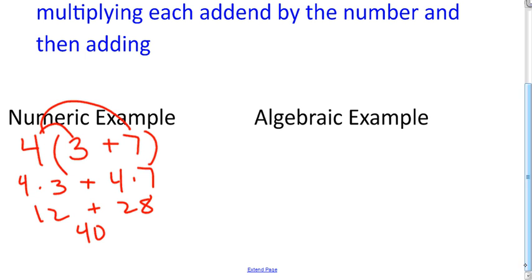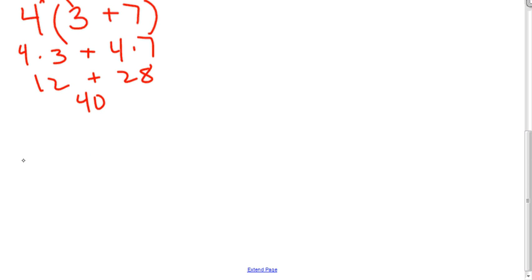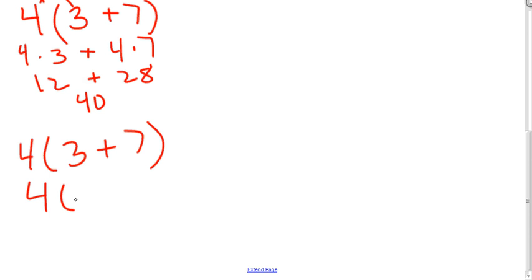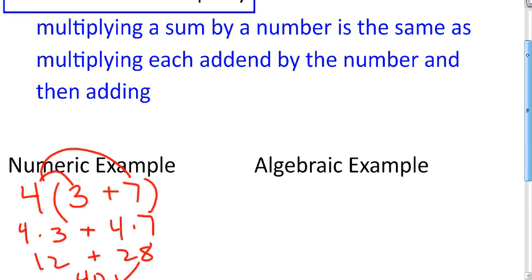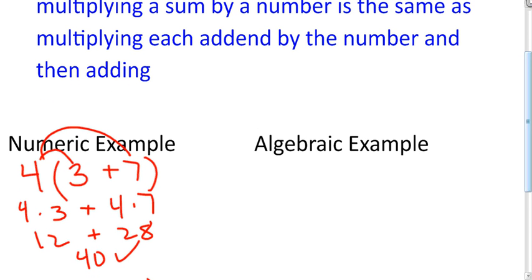But if I took the same problem and instead of multiplying 4 times 3 and 7 first, I add what is in the parentheses first, I get 4 times, and then 3 plus 7 is 10, so 4 times 10 is 40. You see I get the same answer? This is why the distributive property is important, because according to the order of operations, I was supposed to add what's in the parentheses first and then multiply that by 4, but the distributive property shows that we can use either way and we'll still end up at the same answer.